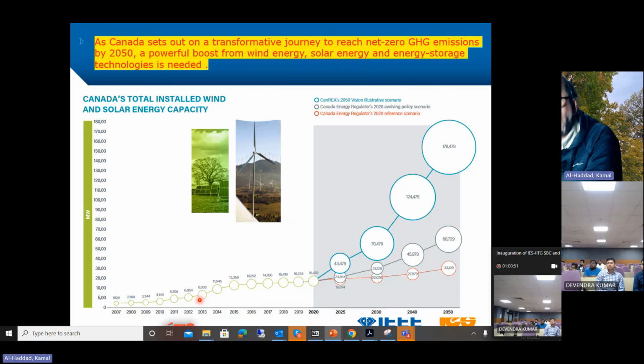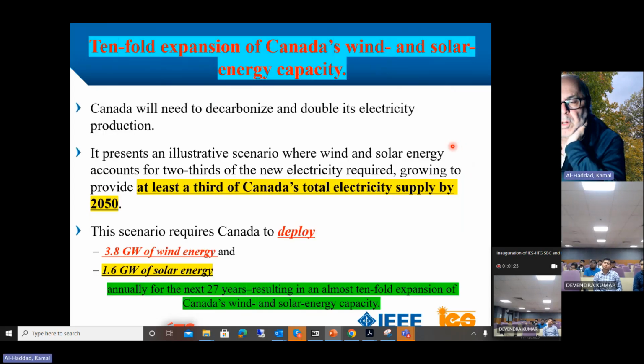We are planning to reach net zero greenhouse gas emissions by 2050. It means that all our energy production, 178 gigawatt, will be mainly from renewable energies. So this is what is planned. Now we are here, we want to go up to here, and this is the planned one. We are moving toward this kind of planning for the next 30 years almost.